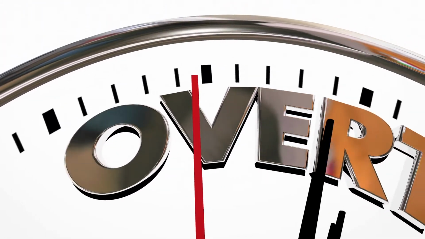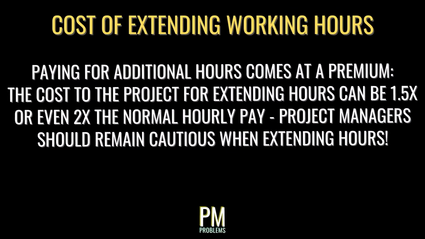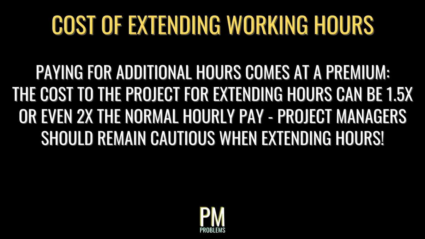A second way to shorten a project's timeline is by extending the working hours. This is often done by paying workers and staff overtime for longer hours each day, or by working on the weekends as well. Paying for additional hours comes at a premium though. The cost to the project for additional working hours can be 1.5 or even 2 times the normal hourly pay, so PMs should remain cautious when extending hours.